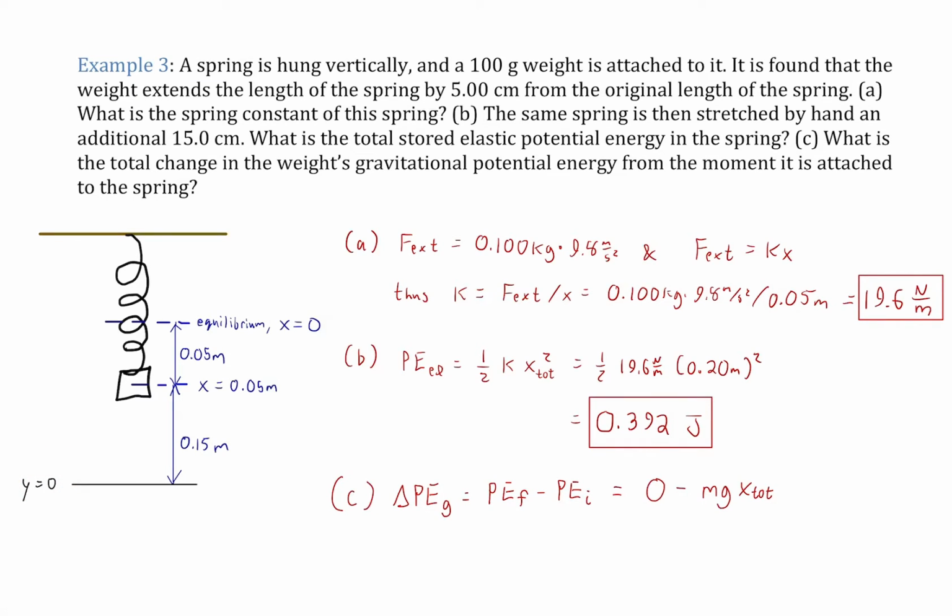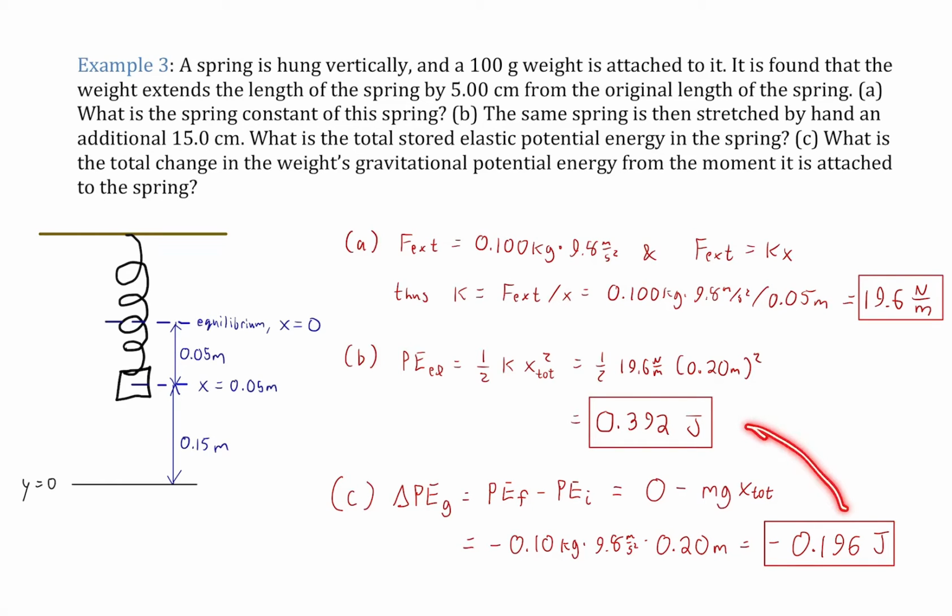Okay? Anyway, so then once it gets all the way stretched to the bottom, I'm calling that 0. That's my choice, right? As long as you're consistent, it's fine. And then my mgx total is the initial potential energy. That's when it was up here, right, when the box is at the top. Okay, so that means my change in gravitational potential energy is negative 0.196 joules. So the box lost 0.196 joules of gravitational potential energy.